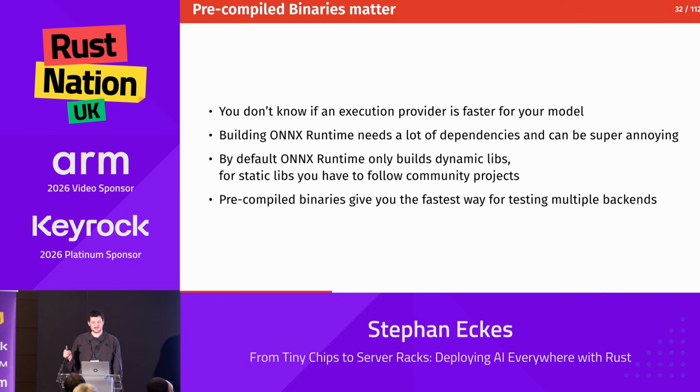And by default, ONNX Runtime only builds dynamic libs. So for static libs, you have to follow community projects, customize the build scripts a bit, and find all the dependencies that are necessary to build a static library. And with ORT, the framework in Rust, it's just static by default. You can still use it dynamic, but it's static by default, and that just makes app delivery so much easier.